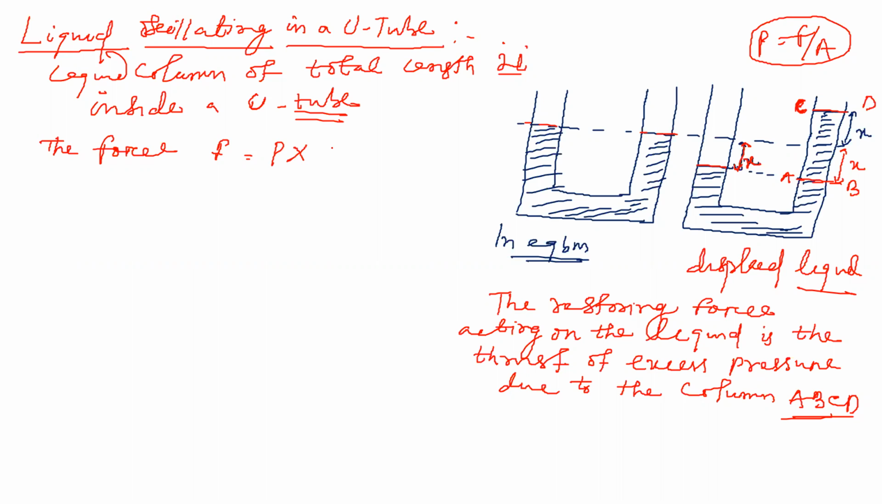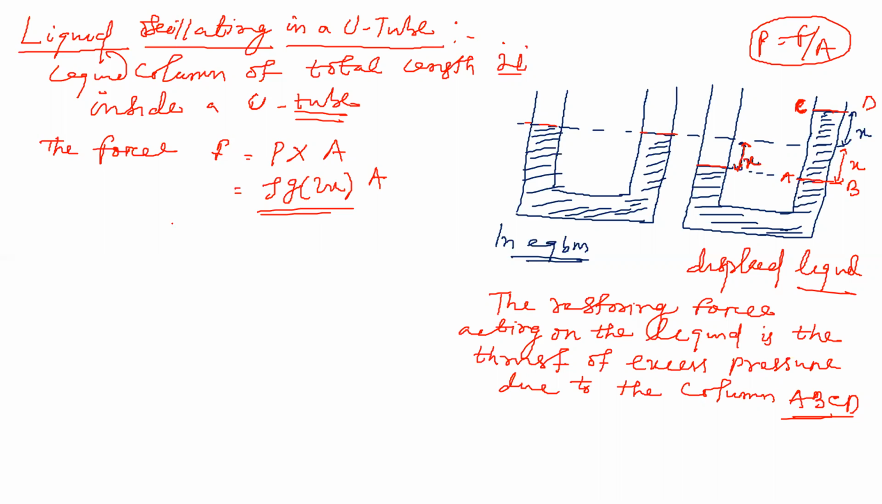Force is equal to pressure into area. Pressure is equal to how much, student? Rho gh. What will we take as the h? 2x, na? The height is how much? From this level to this level. What is the height? 2x, na? So rho g into height, which is 2x, into A. That is going to be the force.